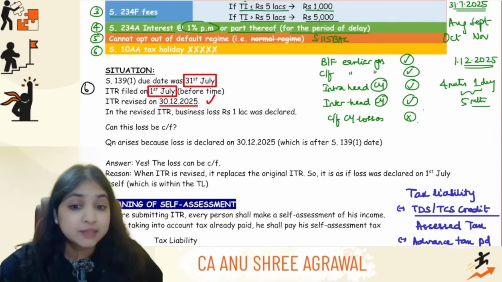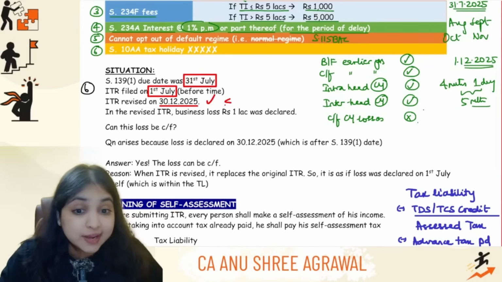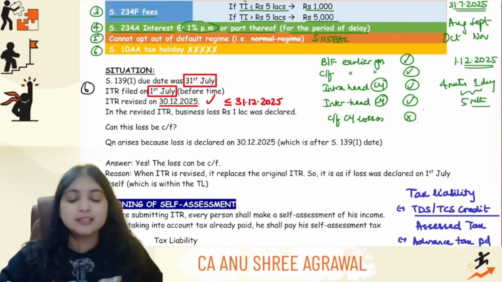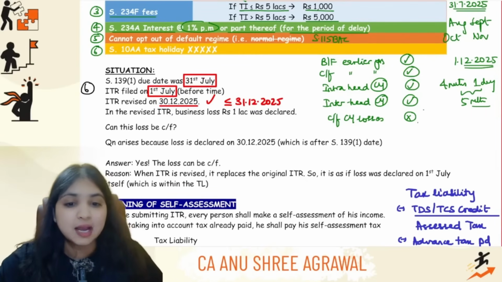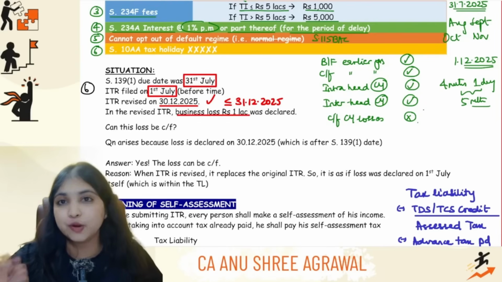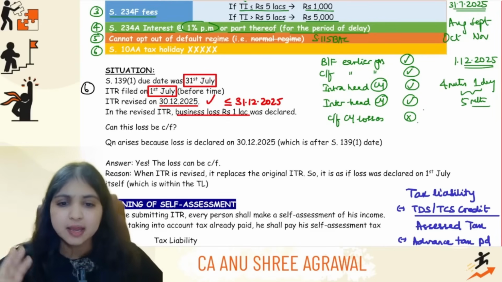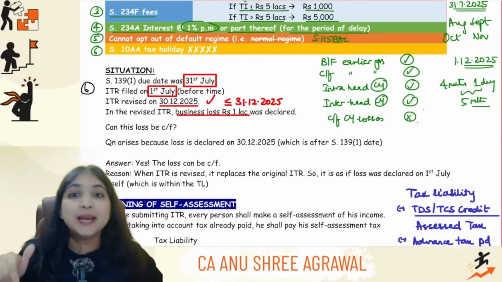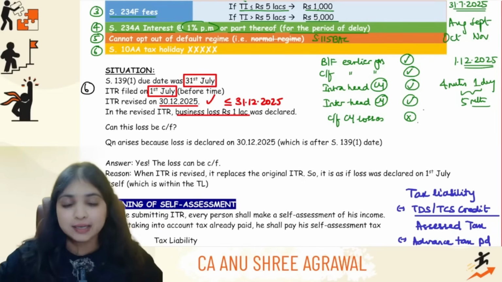30th December 25 is fine because I just told you that we can revise our ITR on or before 31st December 25. I am revising on 30th December, which is before this date, guys. So in this revised ITR, I want to declare a business loss of 1 lakh rupees. Can I do that? Yes. In revised ITR, you can declare losses, no problem. The problem is only in updated return. In updated return you can't declare loss, but in revised return you can declare a loss, not a problem.